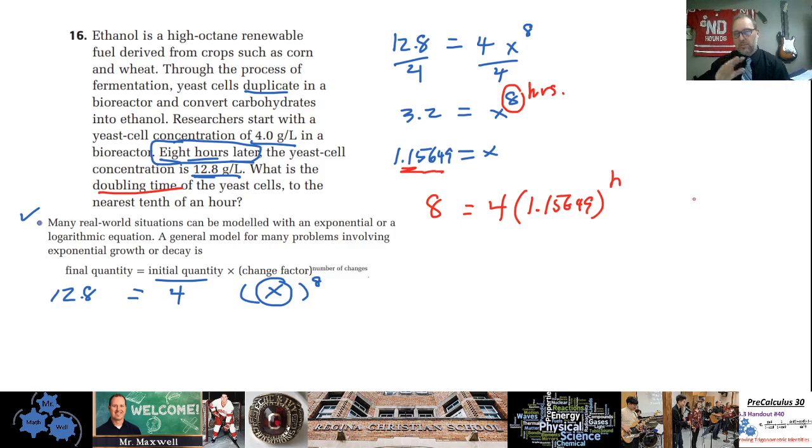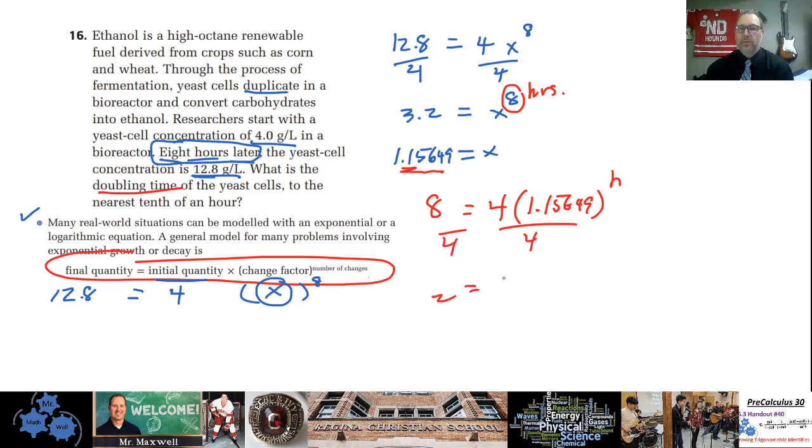Now this is a little bit different, like I say, than the solution manual. If you ever see the solution manual, it's a little different. But this works for me, and I actually like this. It's pretty straightforward to me. So what are we going to do? We're going to divide by 4. We're going to have 2 equals 1.15649 to the power of h. And basically you're saying, you're going to multiply this by itself how many times before you get to 2. So 1.15 times 1.15 times 1.15. How many times until you equal 2.